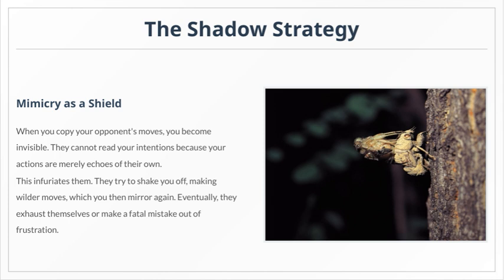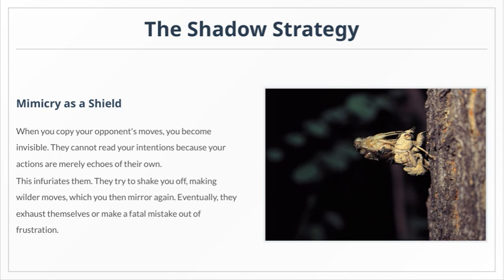When you copy your opponent's actions, you essentially become invisible in their eyes. They can't read your true intentions because your responses are just echoes of their own actions. This creates a sort of psychological shield. Mimicry serves as a powerful tool. It's like a shield that protects you from their attempts to control or predict you. It allows you to stay one step ahead by blending in, confusing them, and ultimately gaining the upper hand. This tactic ties into the overall theme of strategic patience and psychological mastery, showing how understanding and manipulating perceptions can be a decisive advantage.